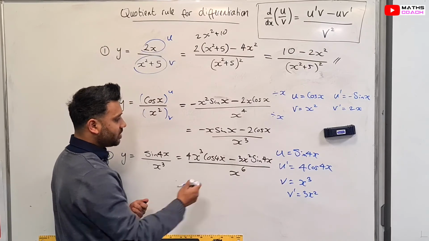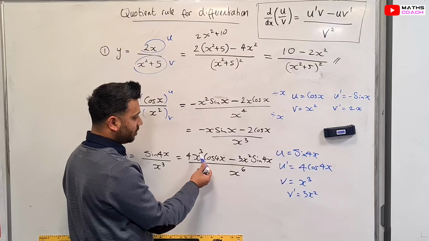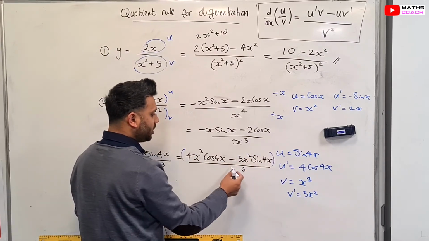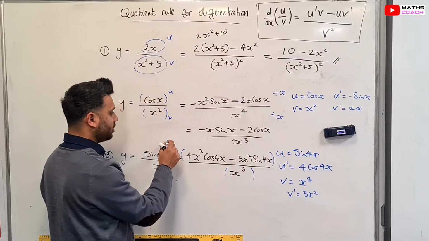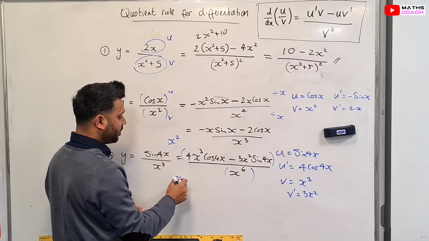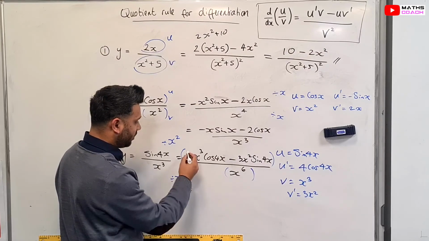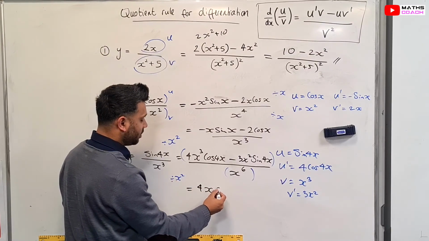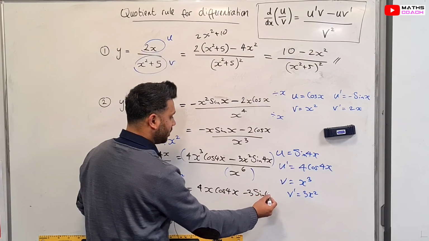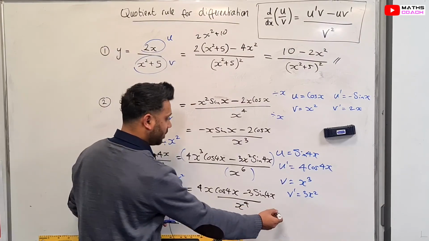If you look at the numerator and denominator, you can see that the top and bottom have a common factor of x squared. So that's x to the power 3, x squared, x to the power 6. You can divide the numerator and the denominator by x to the power of 2. So we have 4x cos 4x minus 3 sine 4x, over x to the power of 4. And that's complete.